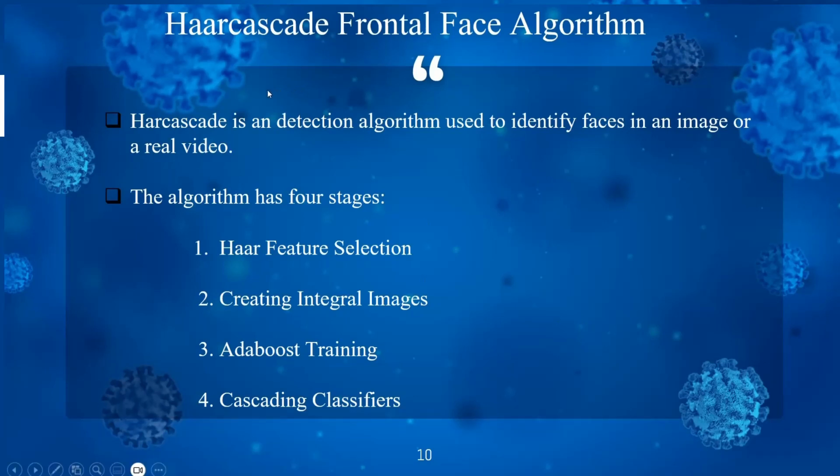Now let us discuss the Haar cascade frontal face algorithm. First, we have to know what the Haar cascade frontal face algorithm is. Haar cascade is a detection algorithm which is used to identify the face in an image. In this algorithm, there are four stages: Haar feature selection, creating integral images, AdaBoost training, and the last one is cascading classifiers. Now, let us discuss each and every stage.